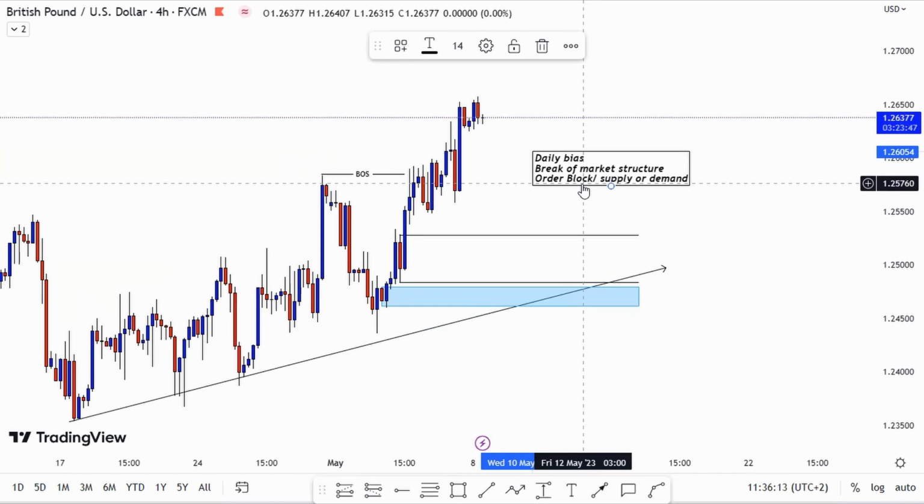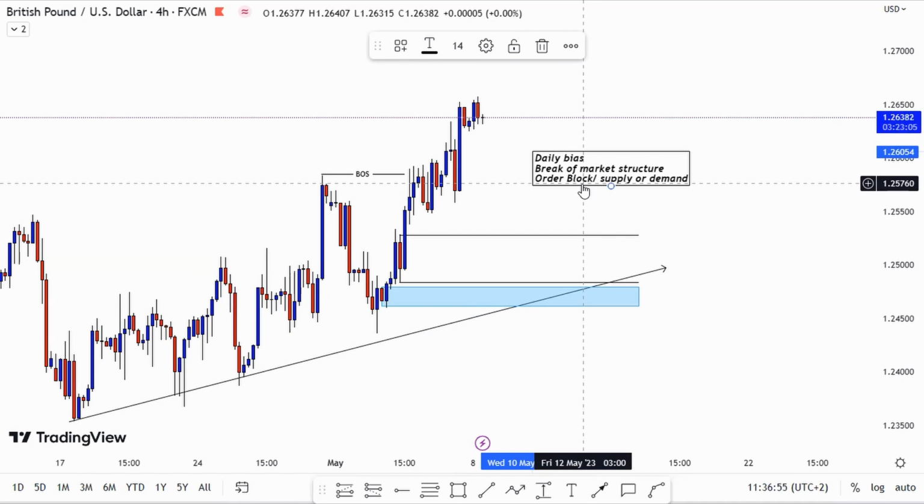Now, when you get your break of market structure, the move that broke the structure, the move that broke the swing high or the swing low, depending on what that daily bias is, there will be an order block, either a bullish order block or a bearish order block, a supply zone or a demand zone, which means that supply is a bearish order block, demand is a bullish order block.